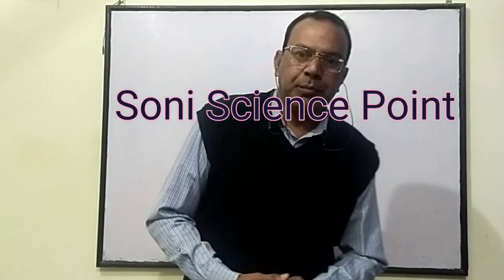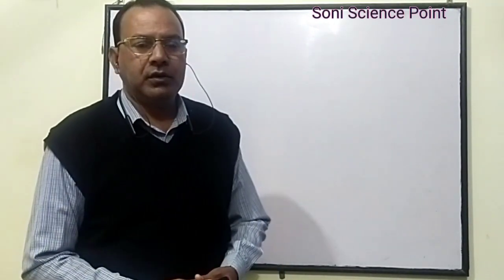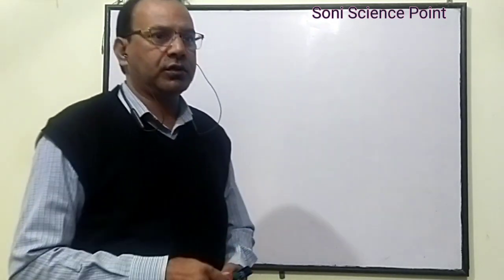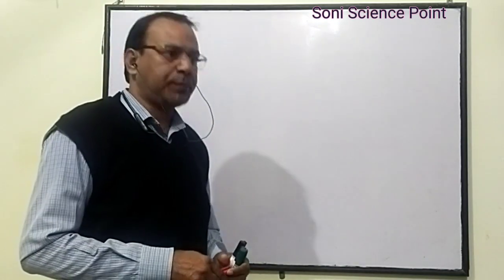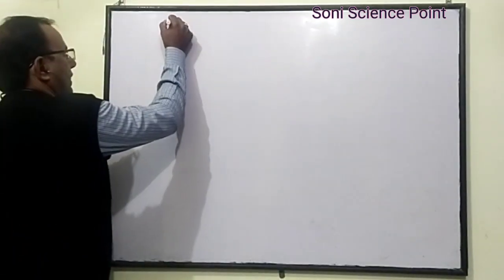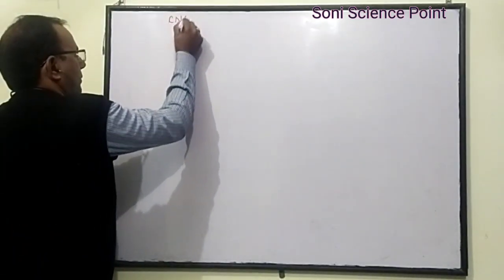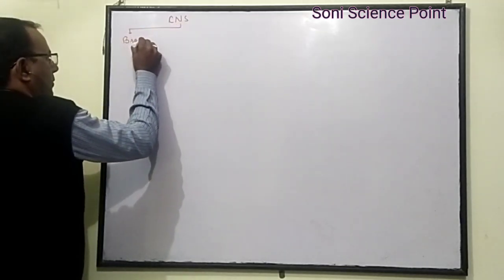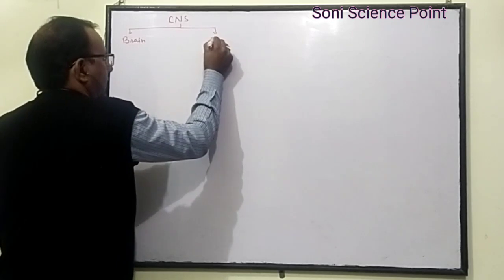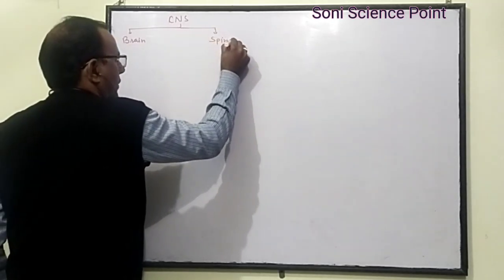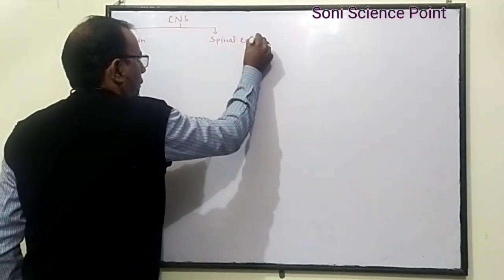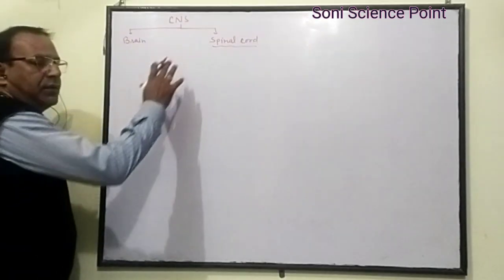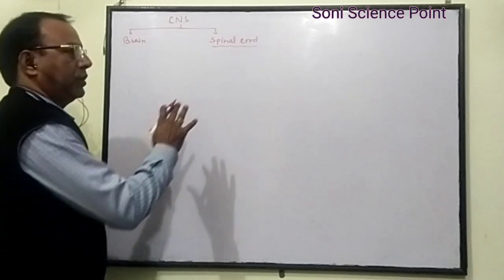Hello students, in the previous part we studied the brain portion of the CNS, and in this part we will discuss the other part of the CNS, the spinal cord. As we have discussed, the central nervous system consists of two parts, brain and spinal cord. We have already discussed the brain. In this section, we will study the spinal cord.